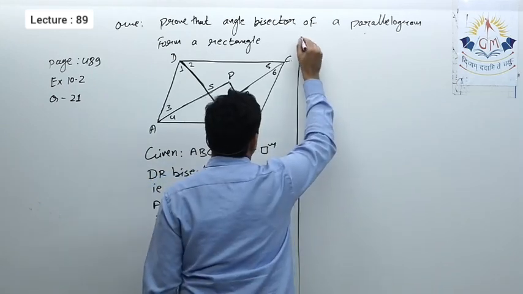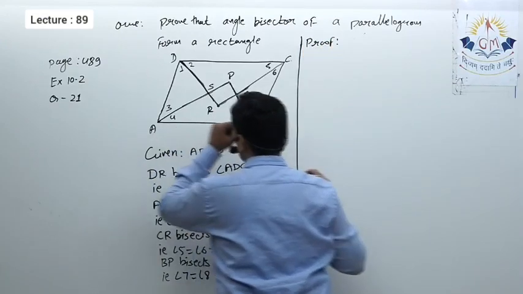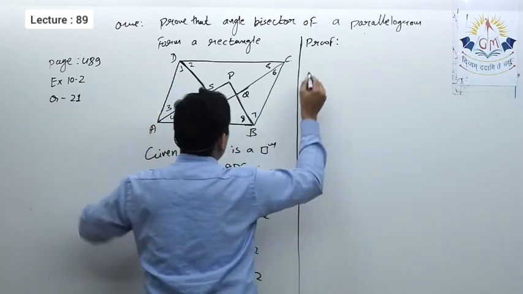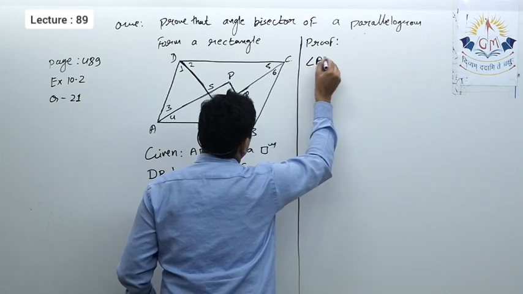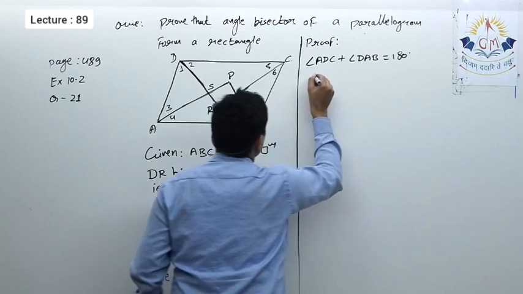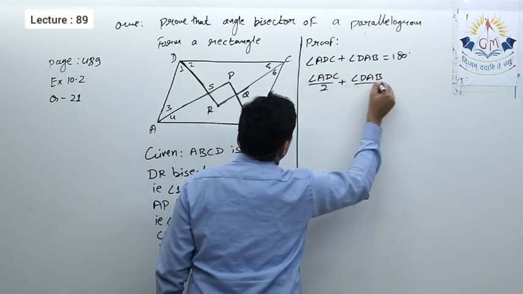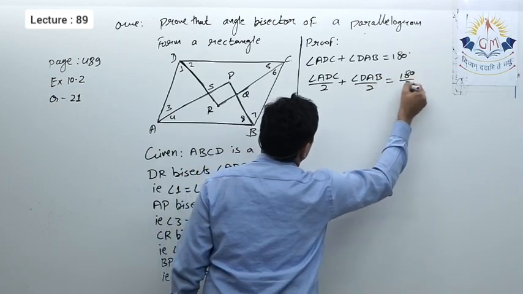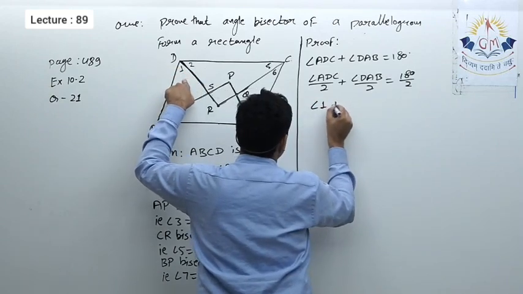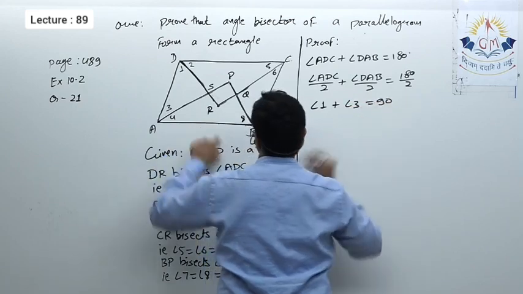Now what we have to prove, so let us start. Angle ADC plus angle DAB is equal to 180 degrees. So angle ADC by 2 plus angle DAB by 2 is equal to 180 by 2. So angle ADC, that is angle 1, plus angle DAB, that is angle 3, is equal to 90 degrees.